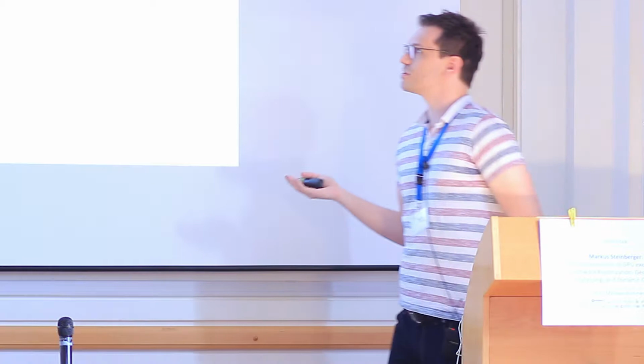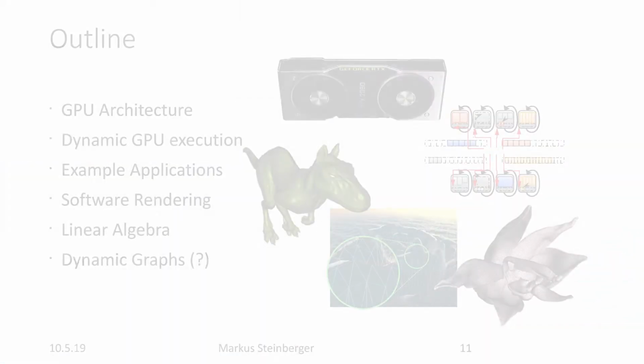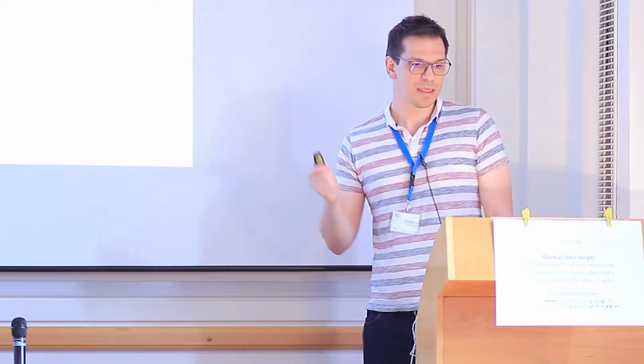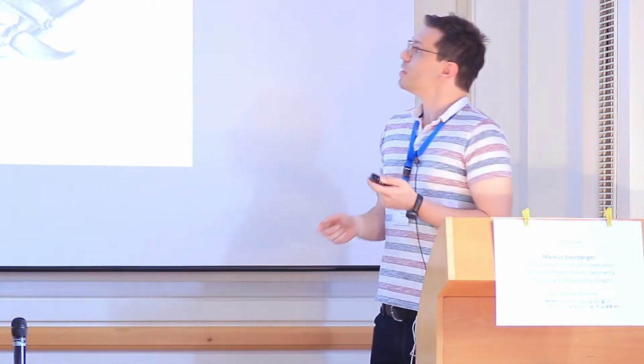What am I going to talk about today still? I'm going to talk a little bit about the GPU architecture. Then I'm going to go down the road of what you can actually do differently when you execute things on a GPU if you have got dynamic problems. I will show you some example applications, mostly from computer graphics, so that you feel comfortable. Then we take a look at a completely software-based rendering pipeline, and we then might go and see a little bit of linear algebra and maybe dynamic graphs still.